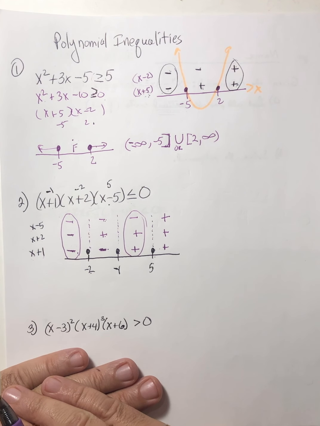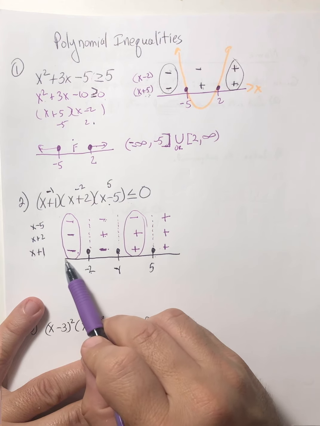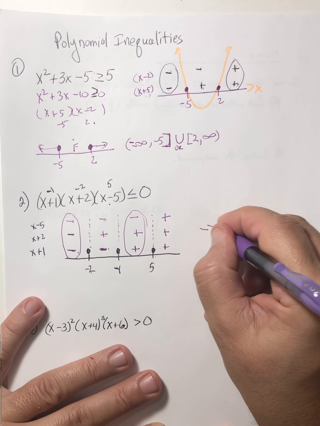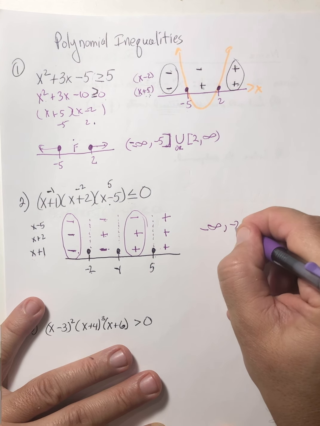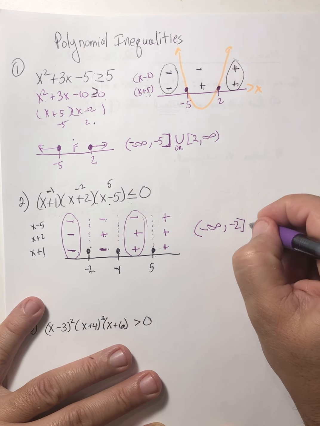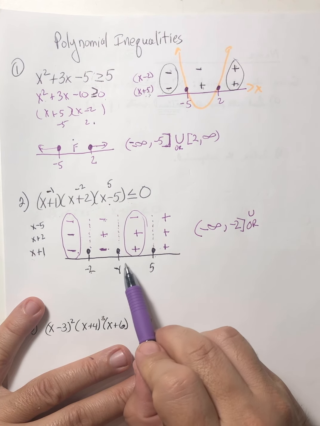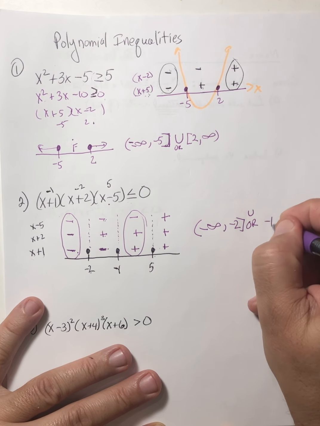Okay, we did all the hard stuff. Now the easy stuff is just identifying the solution set. Got to state the solution. That's right. Less than negative 2. So negative infinity to negative 2, right? Bracket, parentheses, or union. You can use the union symbol in between negative 1 and 5.